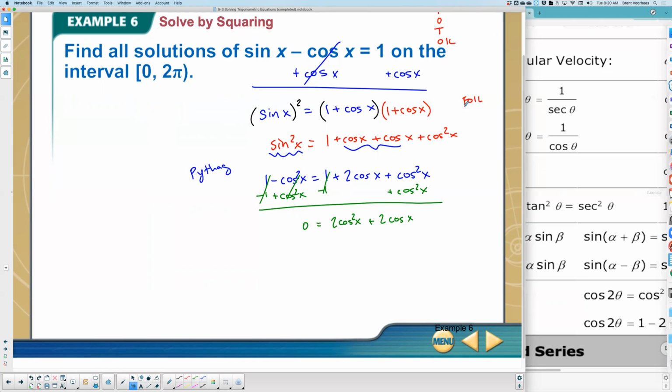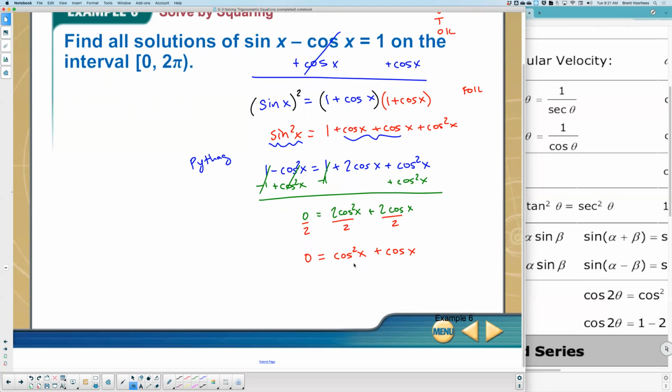To solve this, I will divide by 2. When you divide, it works like multiplication. You distribute, so everything gets divided by 2. 0 divided by 2 is still 0. But now I'm left with cosine squared x plus cosine x equals 0.